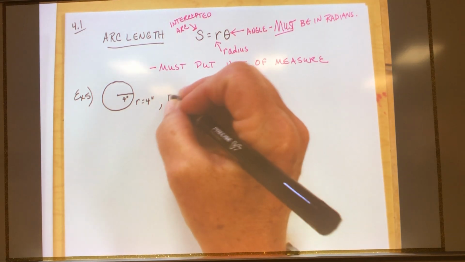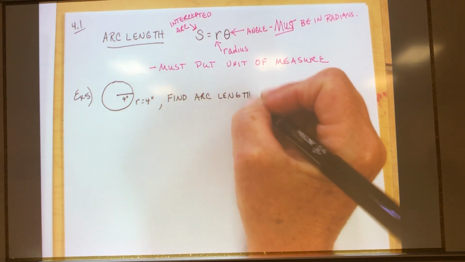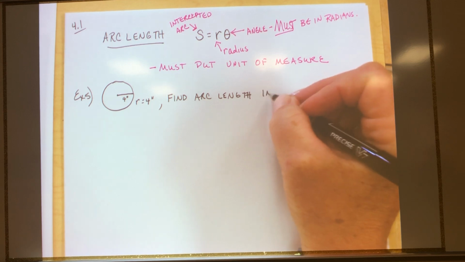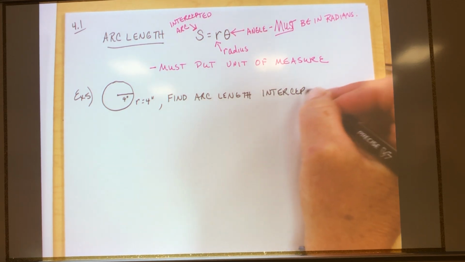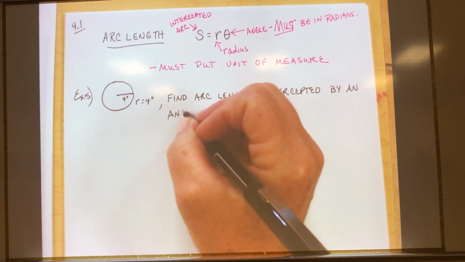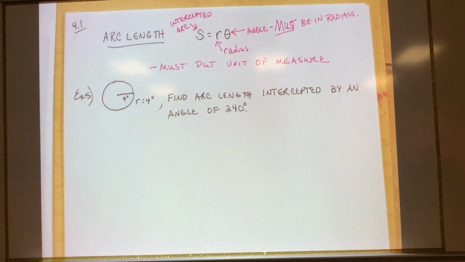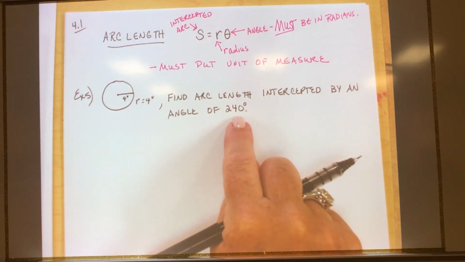Okay? So find the arc length intercepted by an angle of 240 degrees. Okay, tell me what this represents. Your angle. Yeah, this is my theta, angle theta, except what am I gonna have to do? Put it in radians. Very good. I'm gonna have to put it in radians in order to use it.